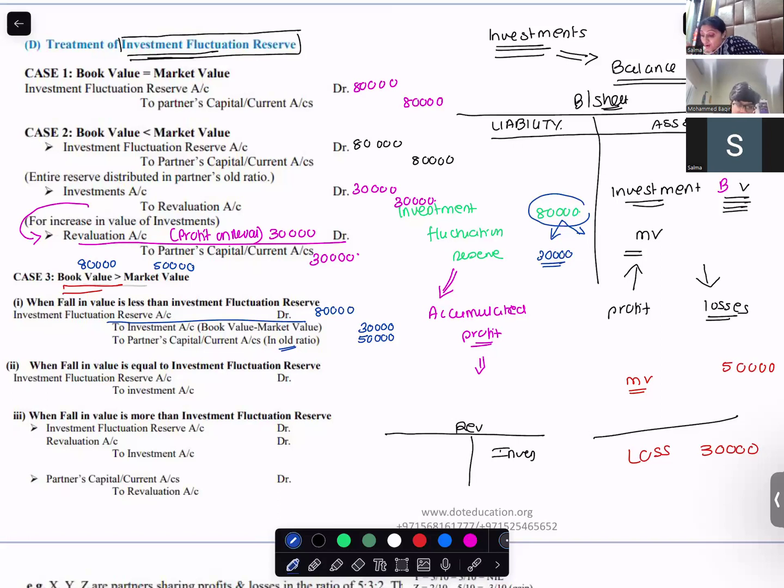Now understand. When the fall in the value is equal to the investment fluctuation reserve, your investment book value is 80,000. Market value is 0. And investment fluctuation reserve is 80,000. So there is a fall in the value. How much is the fall in the value? Book value is 80,000. In the market, you're not going to get anything. That means 80,000 is the fall in the value. And 80,000 is there in the reserves. So in that case, what journal entry will you pass?